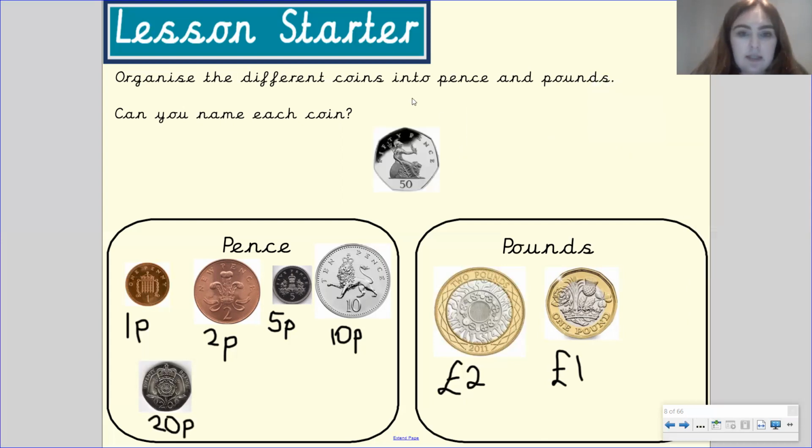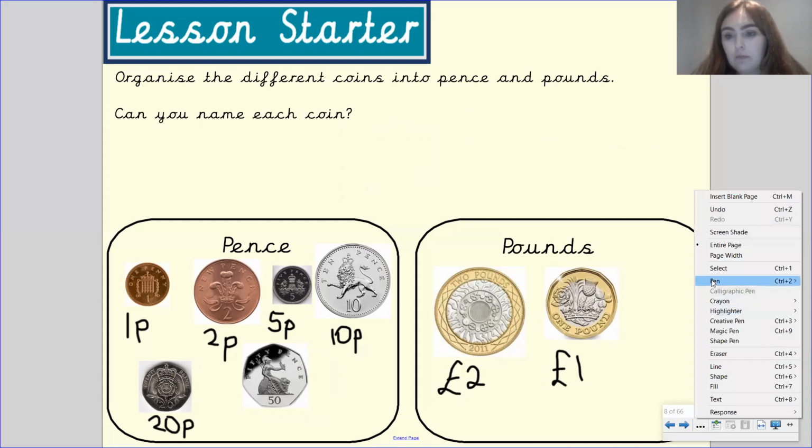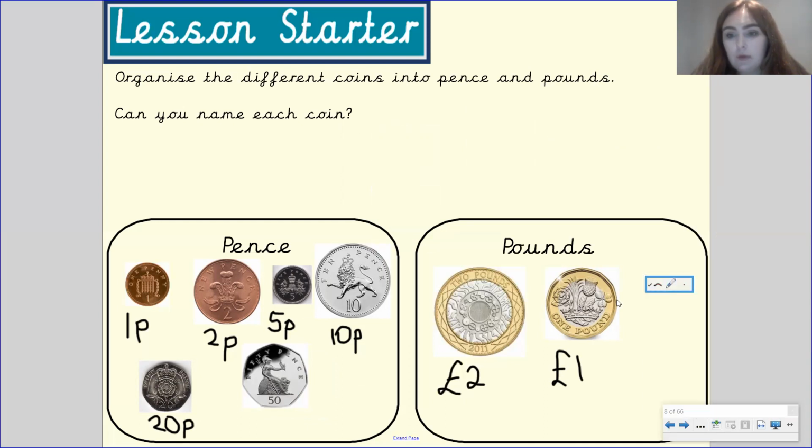Okay, and then lastly, this one. What coin is this? Pause the video to have a think. Well done if you got 50 pence. We can see a 50 at the bottom here and then 50 pence written around the top. So it needs to go down into the pence one, and then we write 50 and then a P.